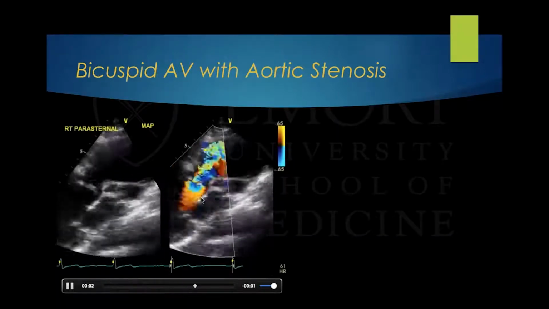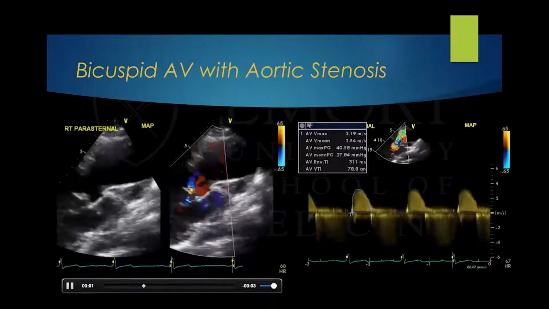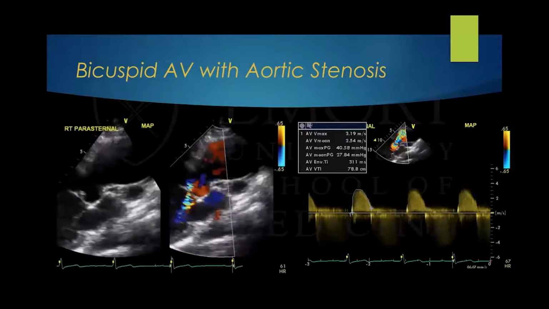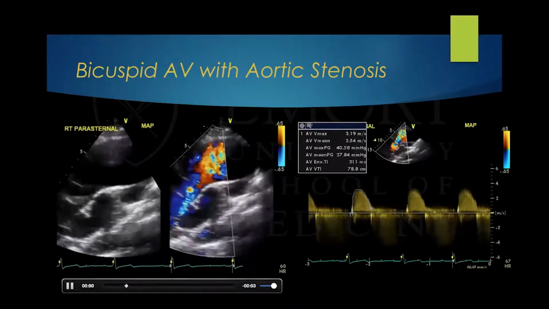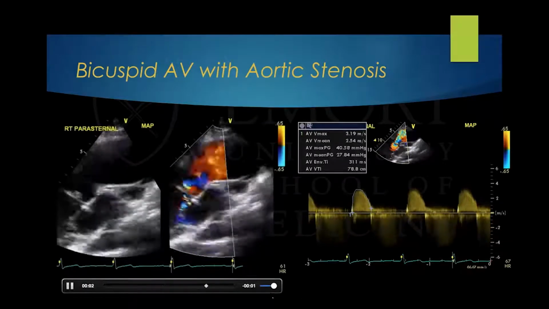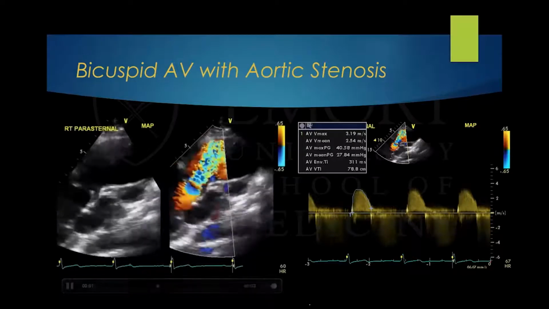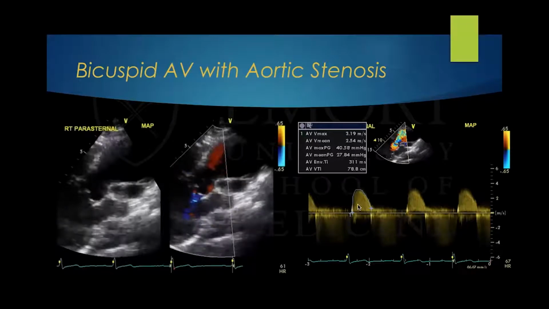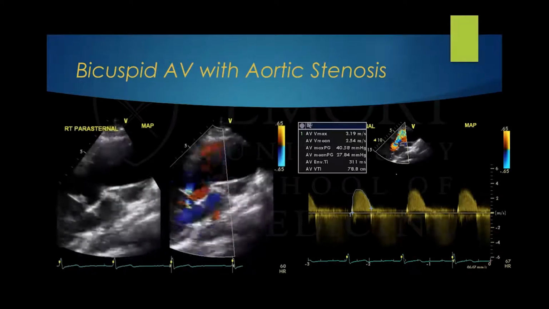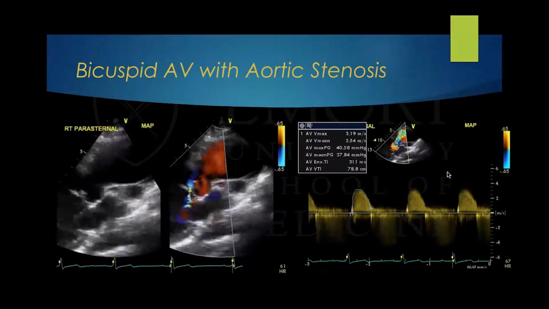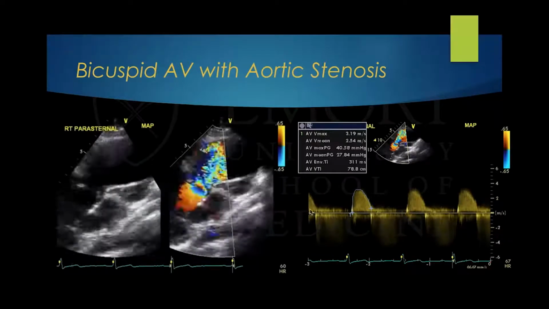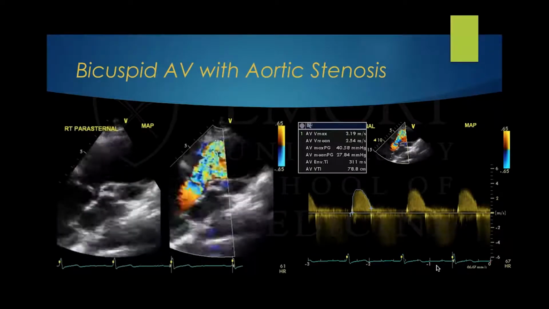And this is the best way to calculate the gradients because in the other views you will underestimate. This jet is going anteriorly, and when you do it in the apical views from the four-chamber, the jet may be underestimated. This particular case had moderate aortic stenosis with a peak gradient of 40 and a mean of 27. You can also appreciate the degree of AI.